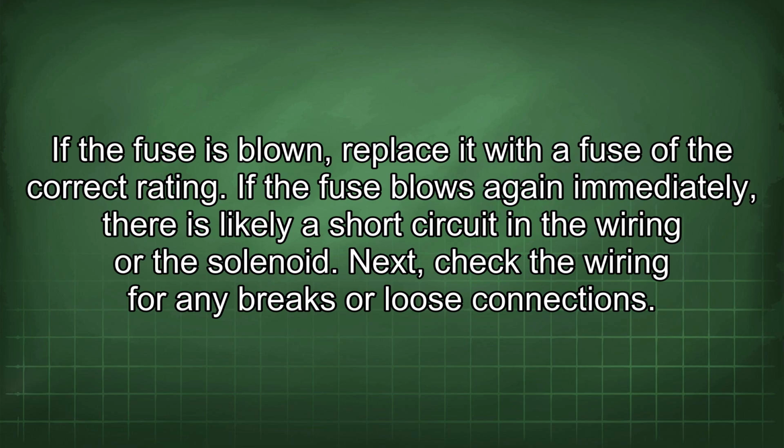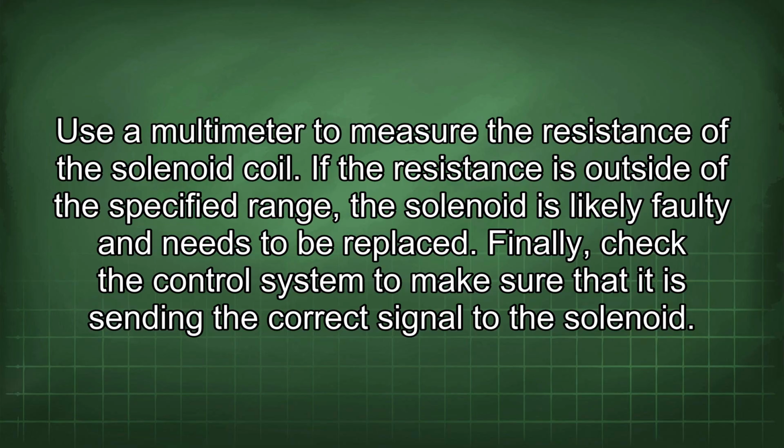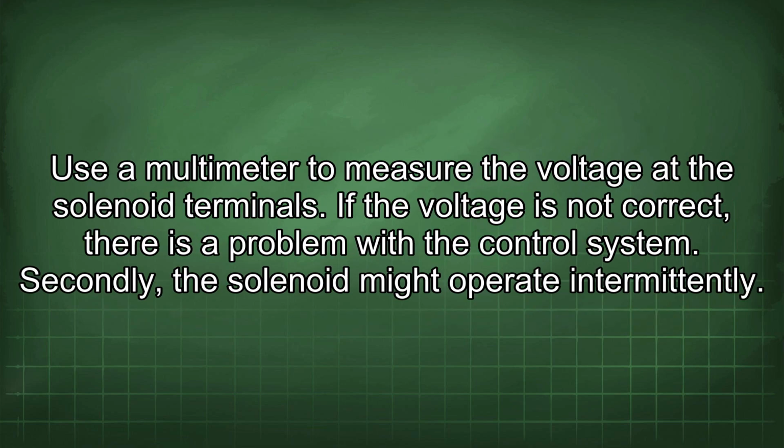Next, check the wiring for any breaks or loose connections. Use a multimeter to check the continuity of the wires. If there is a break in the wiring, repair it. If the wiring is intact, check the solenoid itself. Use a multimeter to measure the resistance of the solenoid coil. If the resistance is outside of the specified range, the solenoid is likely faulty and needs to be replaced. Finally, check the control system to make sure that it is sending the correct signal to the solenoid. Use a multimeter to measure the voltage at the solenoid terminals. If the voltage is not correct, there is a problem with the control system.